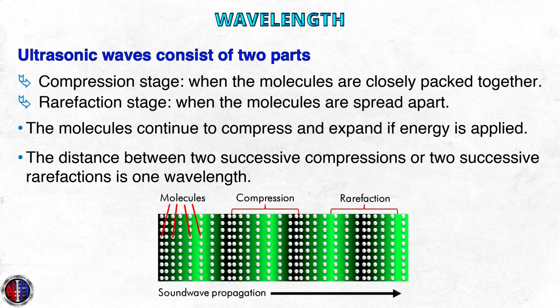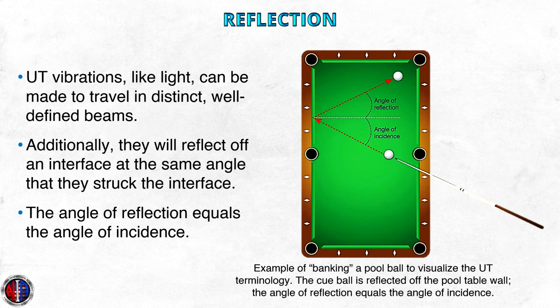The distance between two successive compressions or two successive rarefactions is one wavelength. Reflection. One of the properties of ultrasonic vibrations is their similarity to light energy. UT vibrations, like light, can be made to travel in distinct, well-defined beams. Additionally, they will reflect off of an interface at the same angle that they struck the interface.